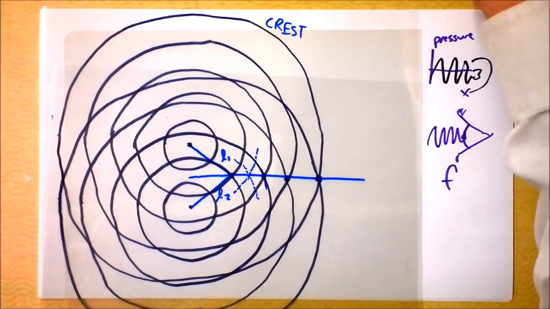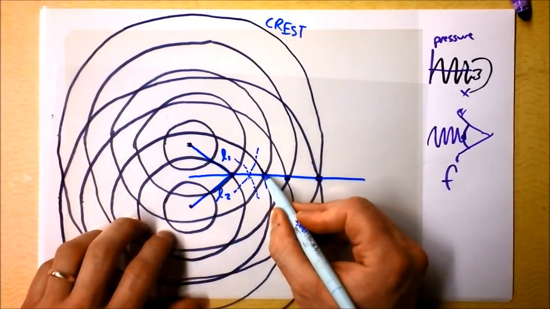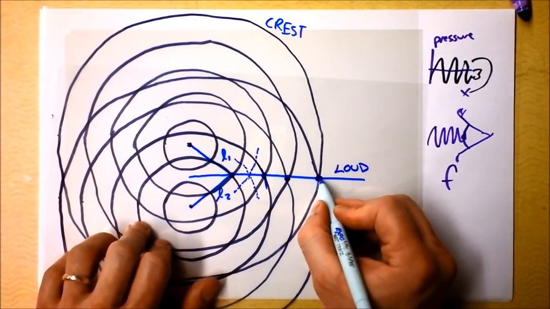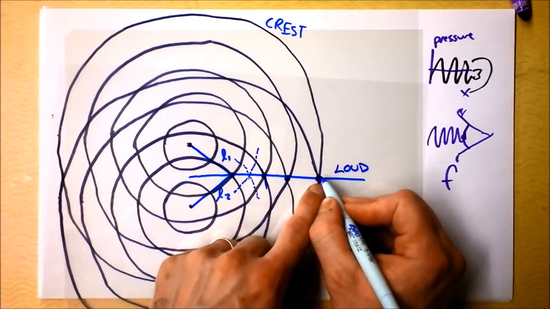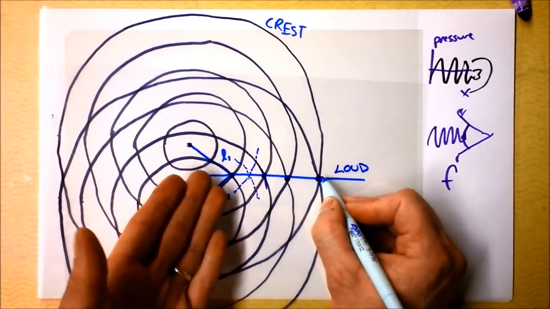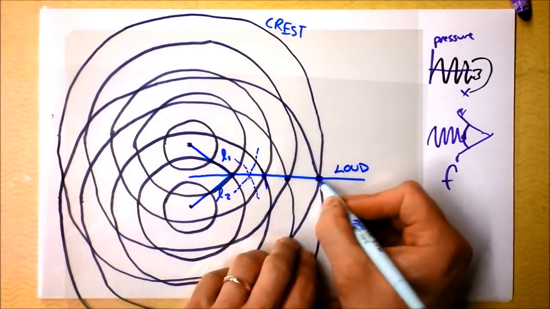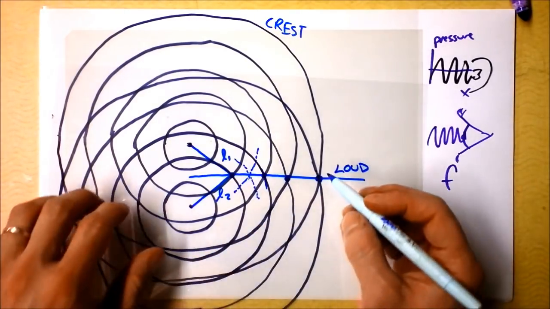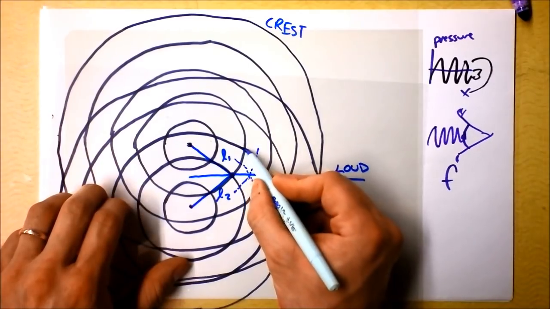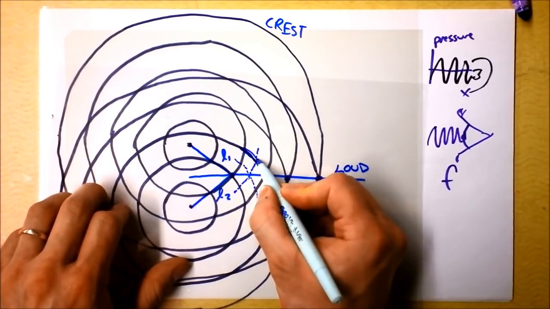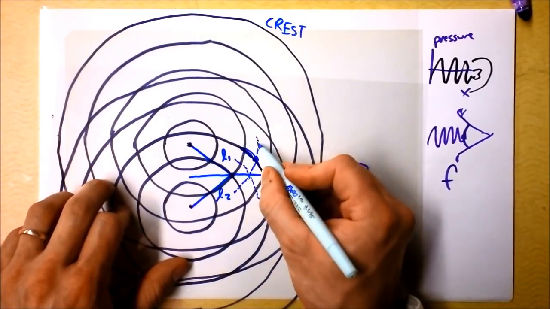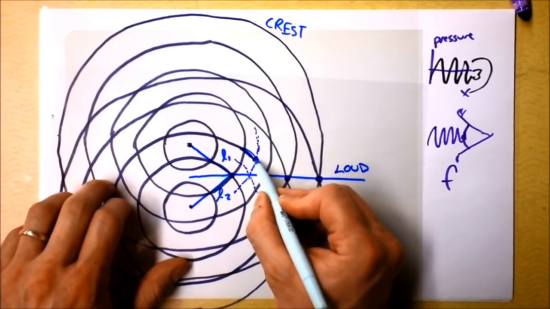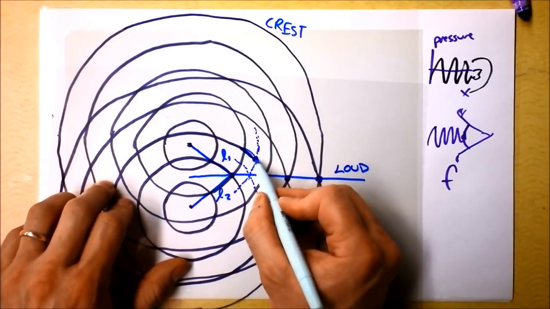So if we're going to consider this location right here, this location is a loud location because it is alternately high pressure, and then as this moves through it, it'll be low pressure, and then high pressure, and low pressure. All this is moving through that location, so a listener here will hear a loud sound. But what if we found a location where the crest from source 2 was overlapping with the trough from source 1? You see, this is the trough from source 1, and I want it to overlap with the crest of source 2. Ooh, that location does exist.